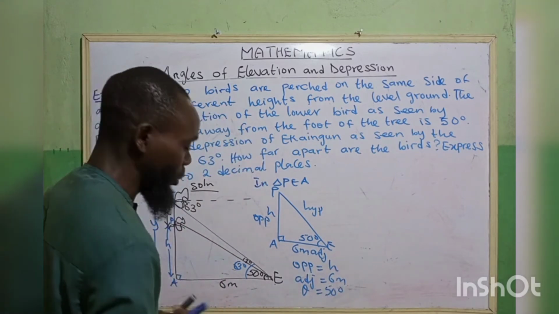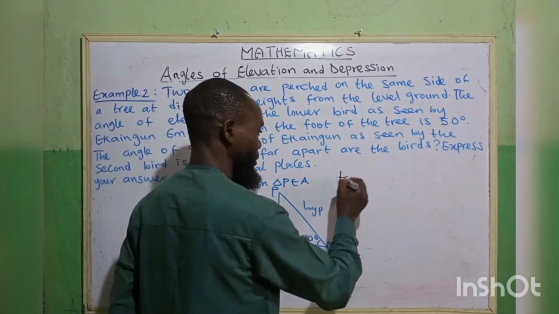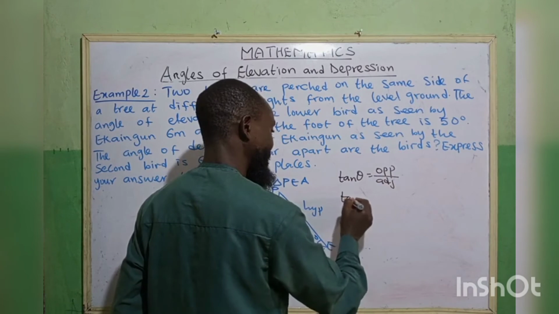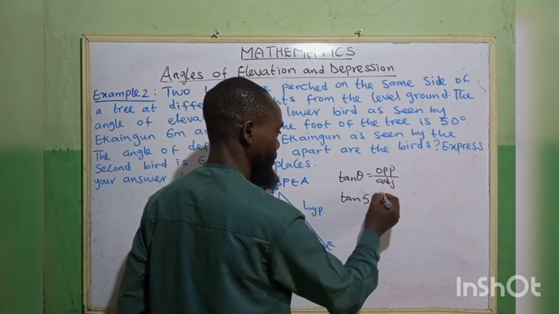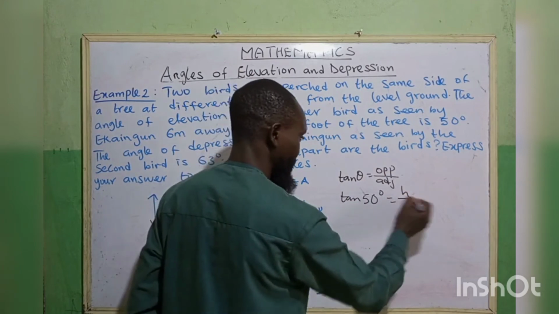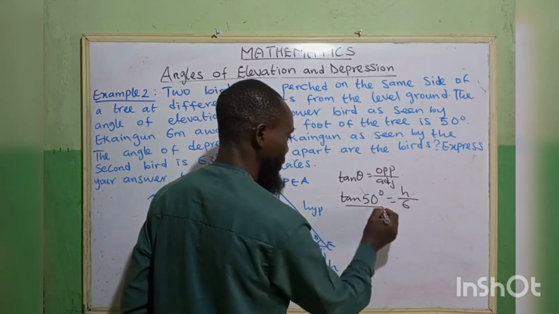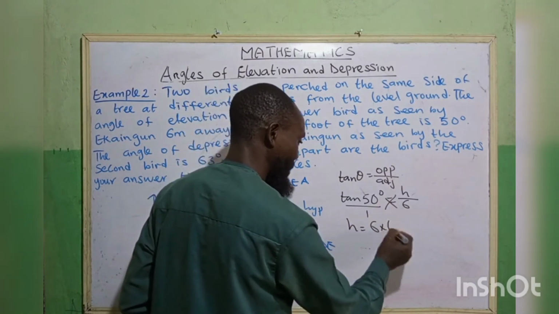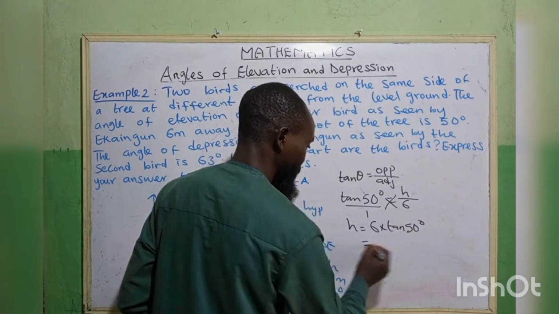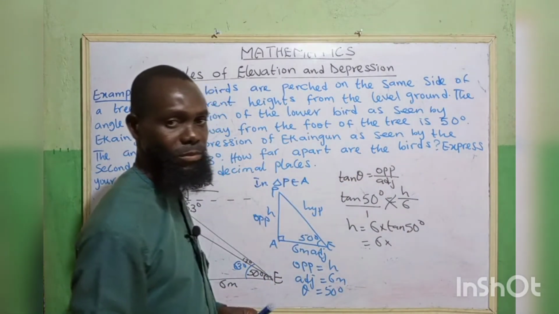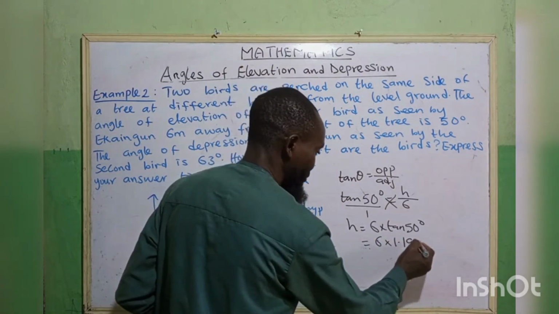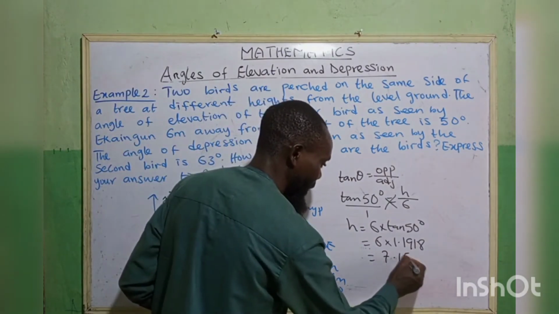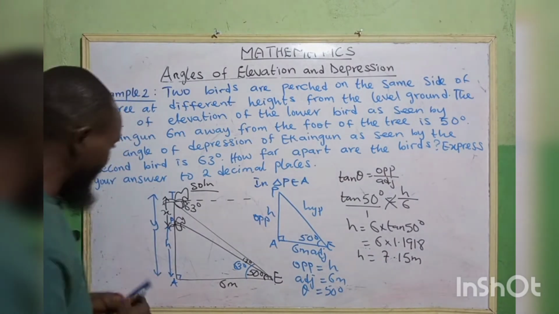So from here, we are going to use TOA. Tan theta equals opposite over adjacent. Tan of my theta, 50 degrees, my opposite is h, my adjacent is 6 meters. Let's cross multiply. h times 1, h equals 6 multiplied by tan 50 degrees. Let's check for our tan 50 degrees, it is 1.1918. So when we multiply, we have 7.15 meters. That is the value of h. So I've gotten my h.